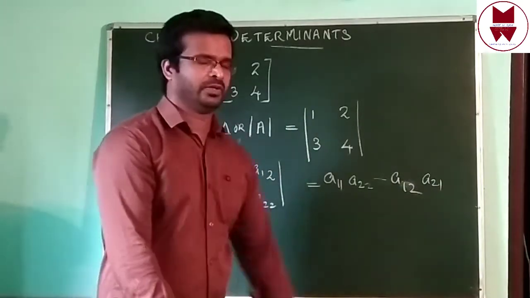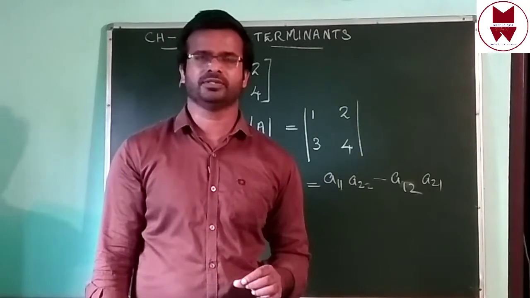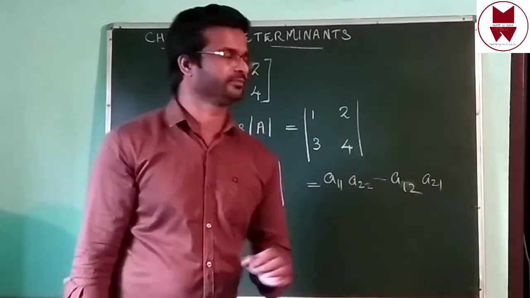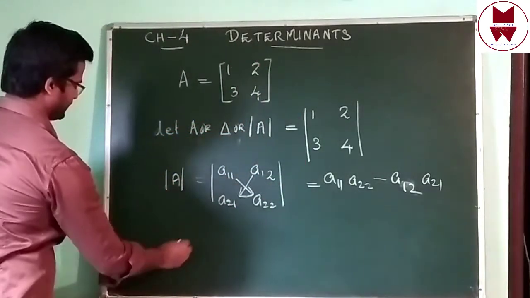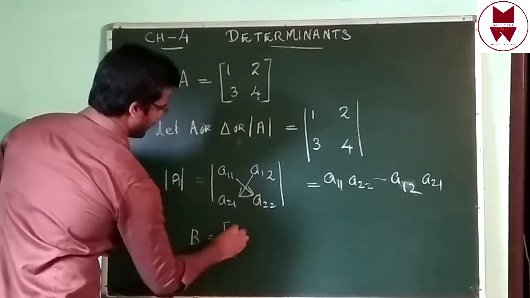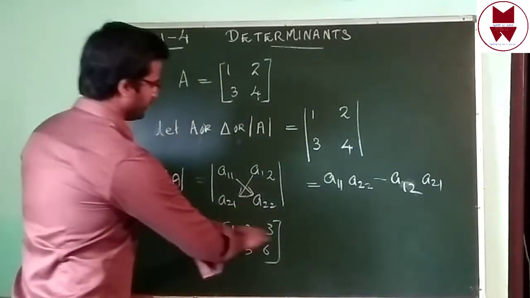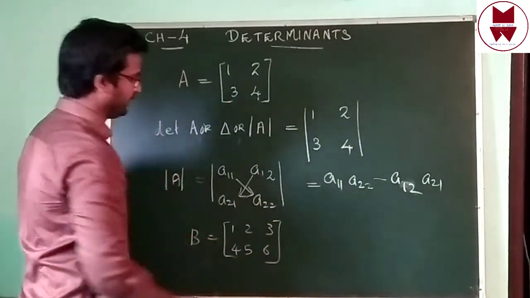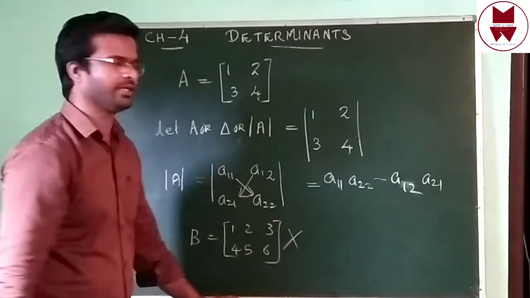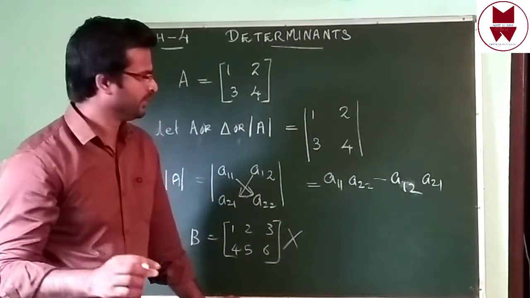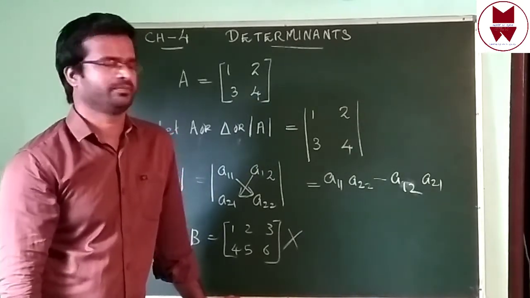Then keep in mind, we cannot find the determinant of a rectangular matrix. We can find the determinant of a square matrix only. This is a square matrix because the number of columns and rows are equal. Check another one, matrix 1, 2, 3, 4, 5, 6. Here there are 2 rows and 3 columns, isn't it? That's why this is a rectangular matrix only. From here we cannot find a determinant. We can find the determinant from a square matrix only. Keep in mind.